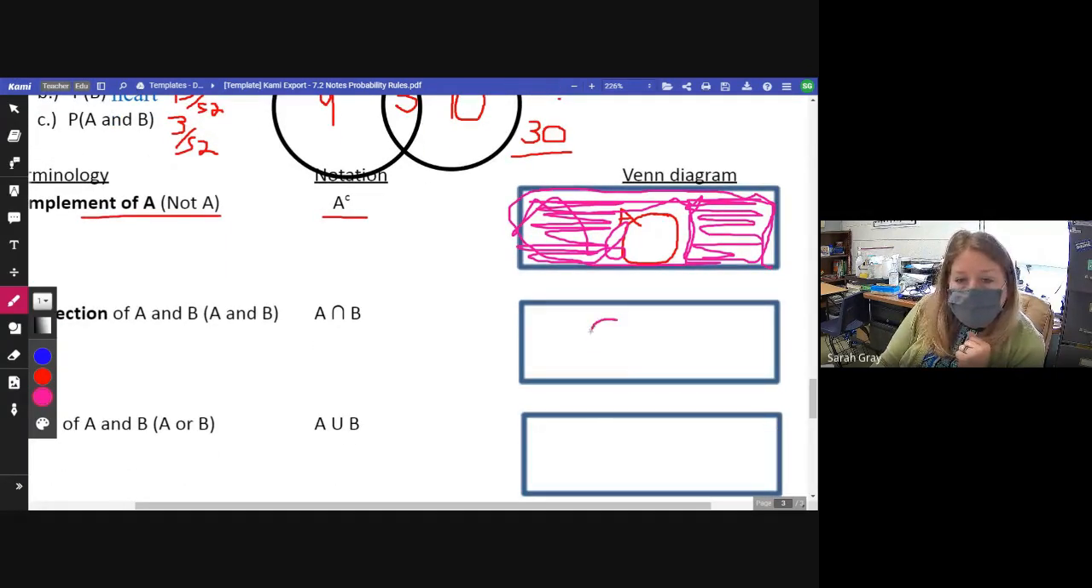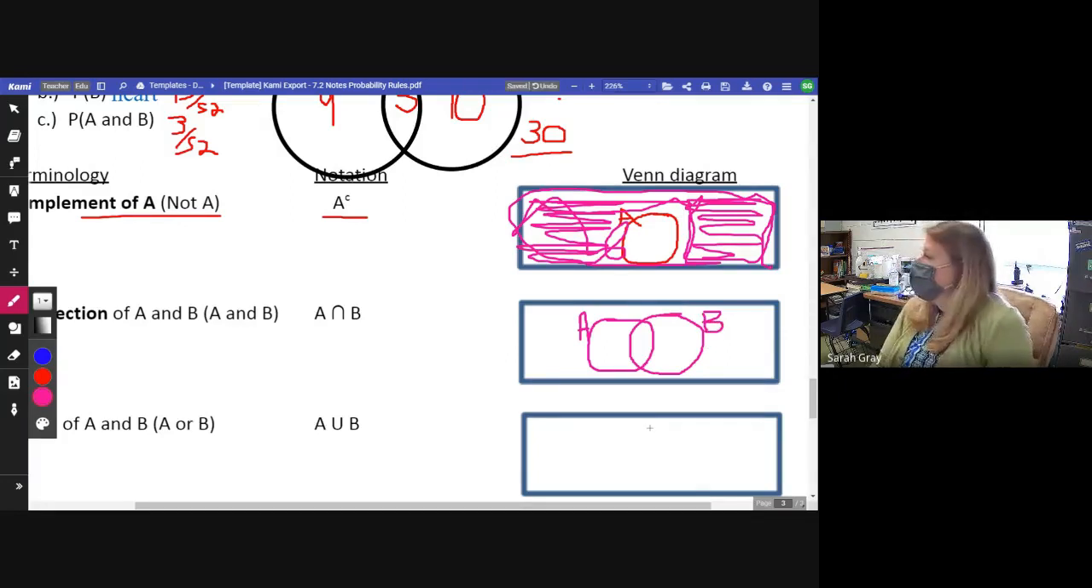Okay. For the next one, you're going to draw 2 circles and overlap them. Label one of them A and one of them B. It's a normal looking Venn diagram. This one is the intersection. The and, A and B. It uses this little symbol that looks like an A with no line. That's how I remember that it's and. The intersection is where the 2 circles intersect. So you're going to shade in this middle region.